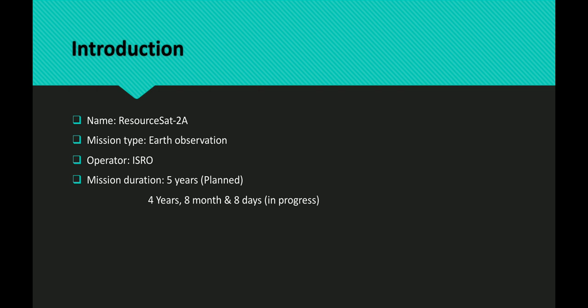Introduction. The satellite name is ResourceSat-2A and the mission type of this satellite is Earth observation. Operator is ISRO, that is Indian Space Research Organization. And the planned mission duration is 5 years, and in progress we have 4 years 8 months and 8 days.